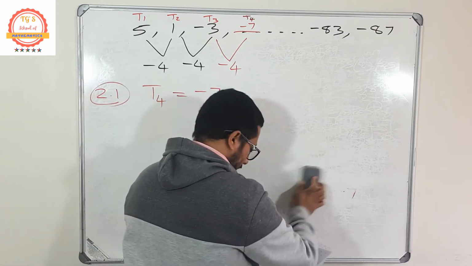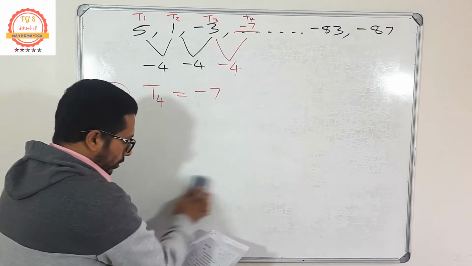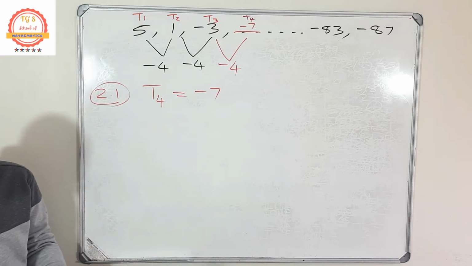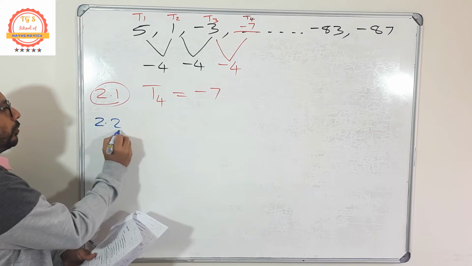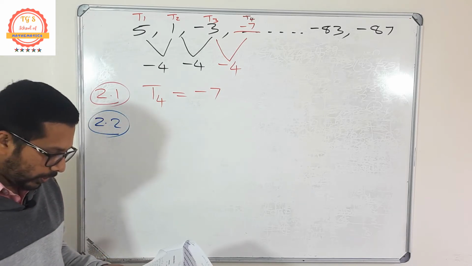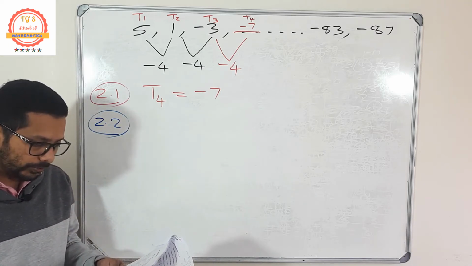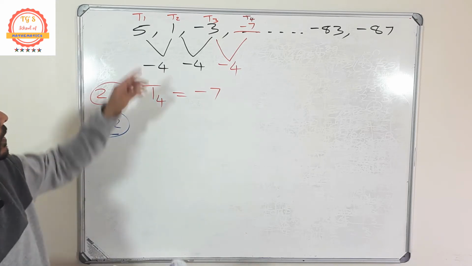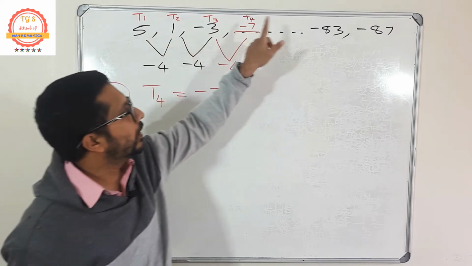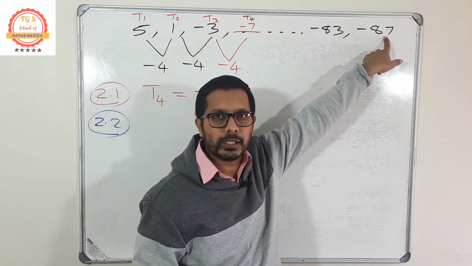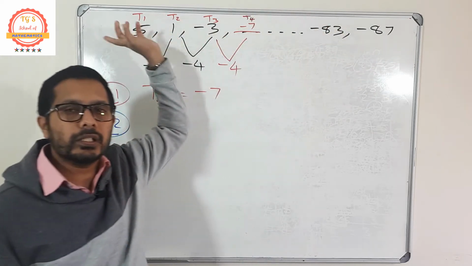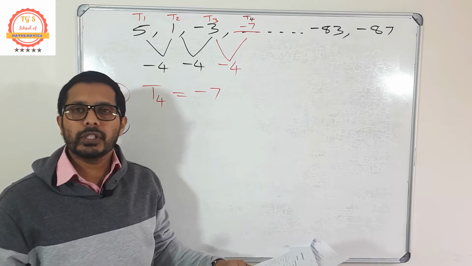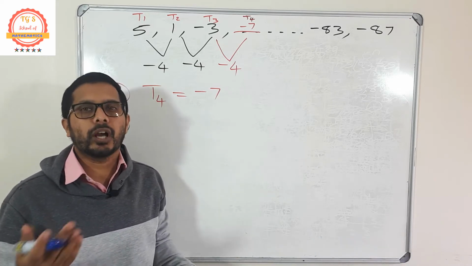That was question number 2.1, and the next one is 2.2. Calculate the number of terms in the sequence. You have to find how many terms are here. You can see 5, 1, minus 3, minus 7, etc., up to minus 87. So in this sequence, how many terms are there? Is it 50 terms, or 70 terms, or 100 terms?